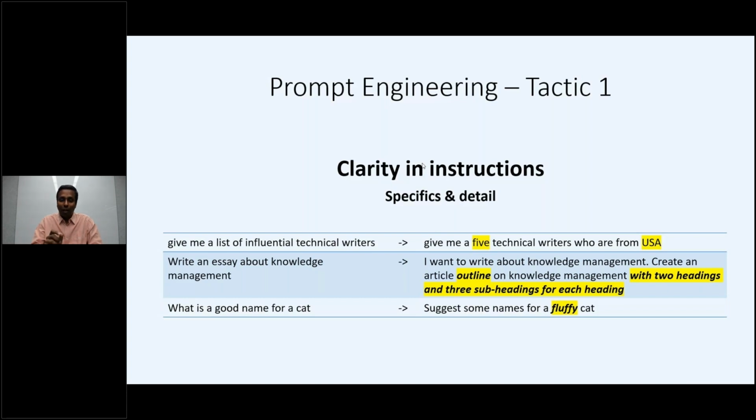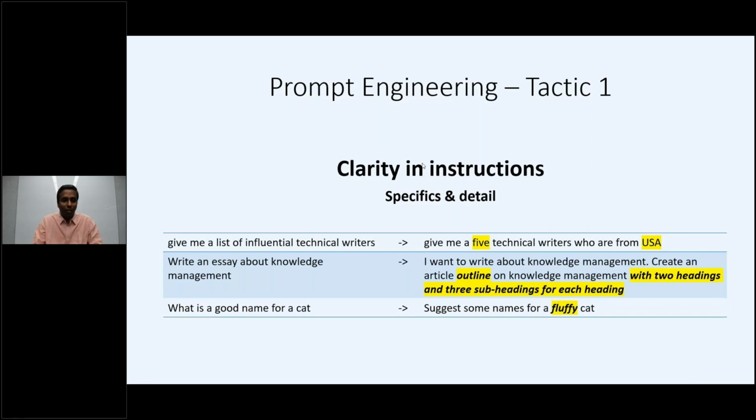And here, if you look at where I did the specification and detail, look at the word 5. I'm specifying I do not want a big list, I just need 5 of them. And if you look at the detail, even though there are a lot of influential technical writers around the globe, I only want who are from the USA. Okay, very simple to use. So the first tactic that you have to follow is clarity in instruction.